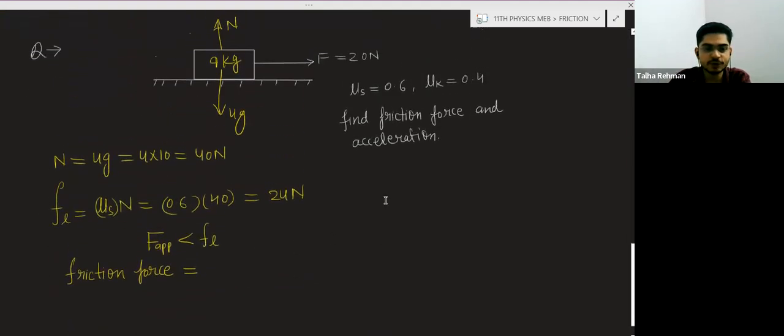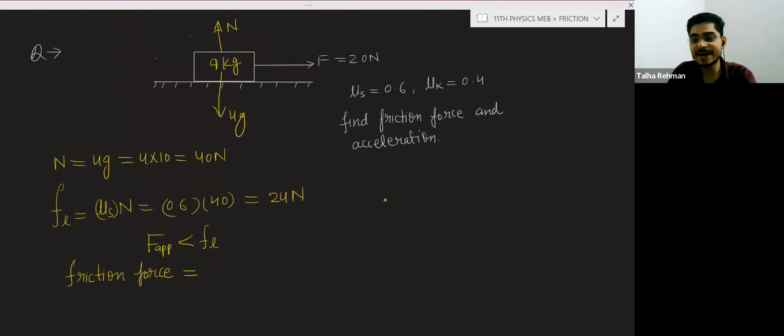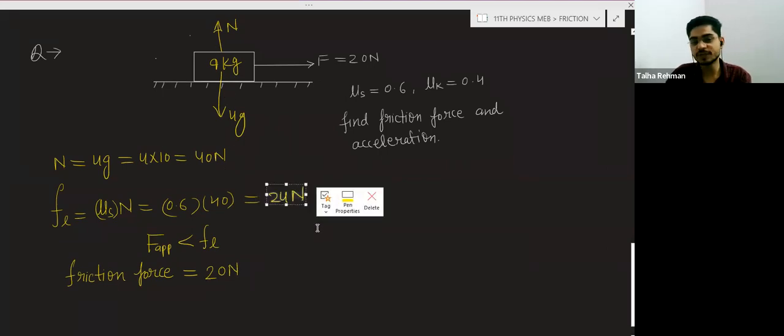So here your friction force is self-adjustable. Static friction force is self-adjustable, so it will become 20 Newton. So don't say that the friction force on this block is 24 Newton. This is not that friction force. This is the maximum value of the friction force, which we calculate to analyze whether the object will move or not. If the applied force is greater than this, then the object will move. Otherwise, the object will remain at rest.